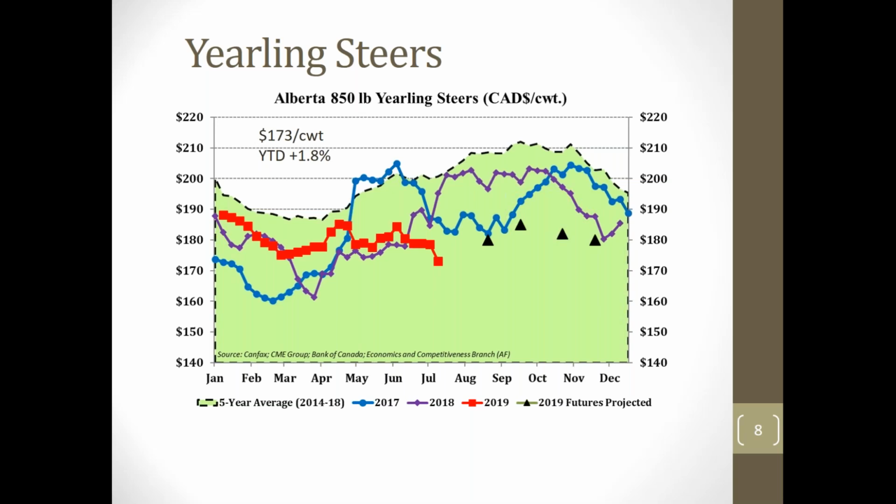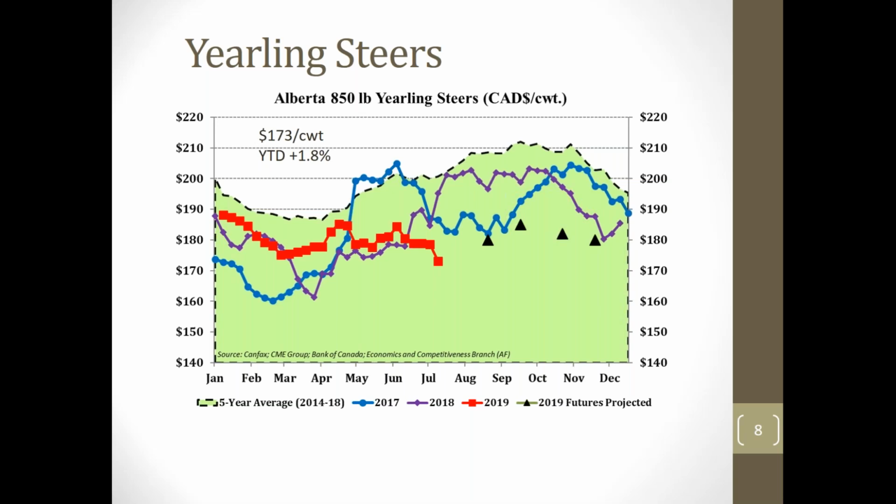So, with that seasonal factor, and also looking at where the futures market is, taking an average basis level, you can see those black triangles there are where those feeder numbers are at for fall delivery. So we've got them averaging in the low to mid 180s through the rest of the year right now. Of course, the basis has potential to move, which can change that.